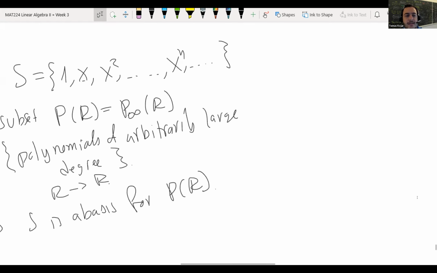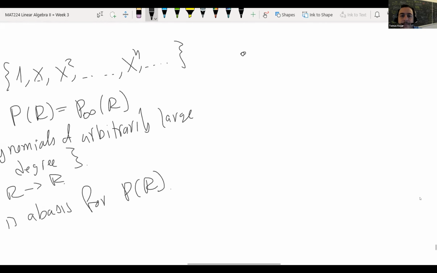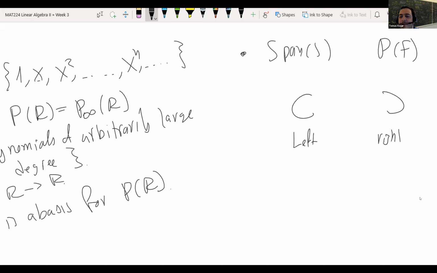All right, so let me show this fact. First, I have to show span, right? So can someone tell me which direction of span is obvious? So span of S and P of F, which containment is obvious? Is this one obvious or this one, left or right? Can someone tell me left, right, which one is obvious? Left. Left. Okay, can I see some more people?